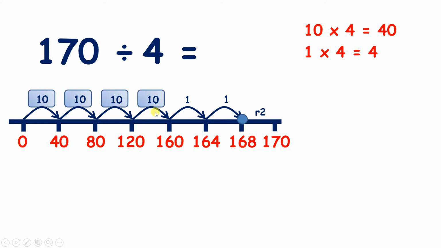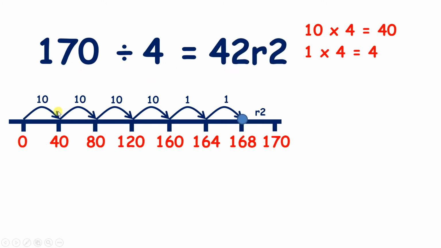So we counted 10 steps of 4 4 times, so we counted 40 steps of 4, and then we counted 2 steps of 4, and then we counted on another 2, not another 2 steps of 4, but just another 2, to give us a remainder of 2. So 170 divided by 4 equals 42 remainder 2.